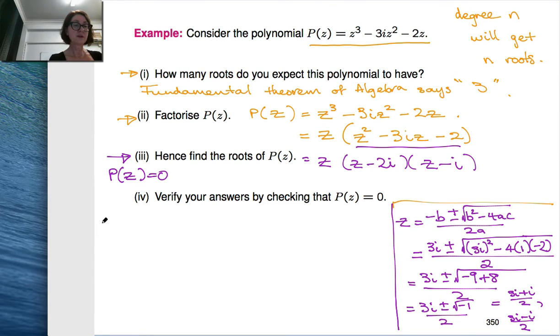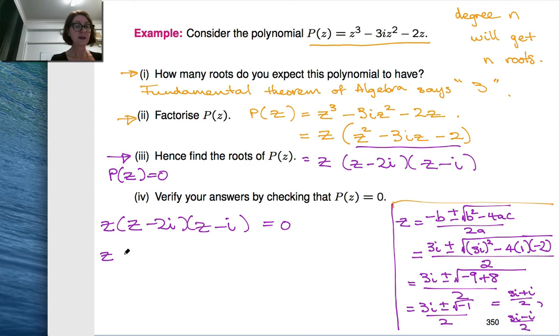All right, so we've got Z times (Z minus 2i) times (Z minus i), and that's going to equal 0. So when you've got a product of things being equal to 0, at least one of those things, maybe more than one, but at least one of those things has to be 0. So how is that going to work?